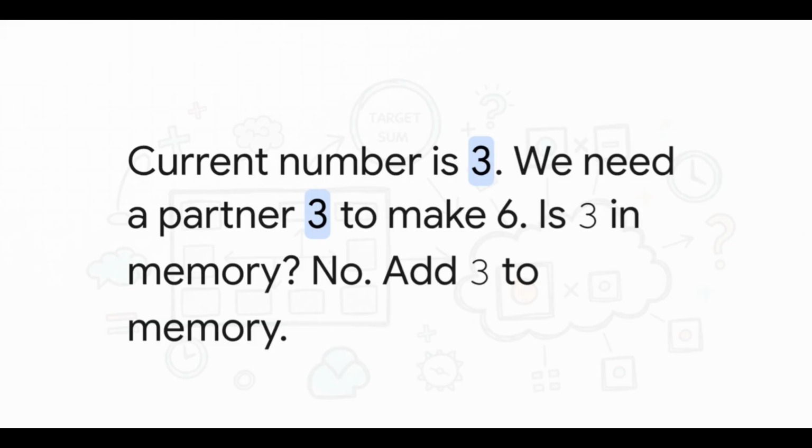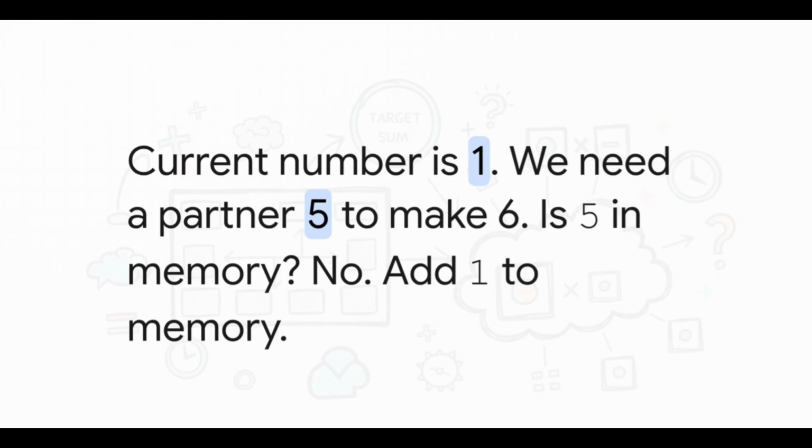We start with the very first number, which is a 3. Now, to make our target of 6, what does it need? It needs a partner that's also a 3. So we check our perfect memory. Have we seen a 3 before? Right now, our memory is empty, so that's a no. Okay, no problem. We just add this 3 to our memory and move on to the next number.